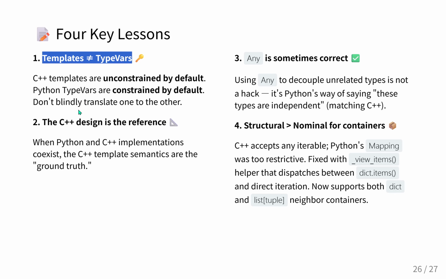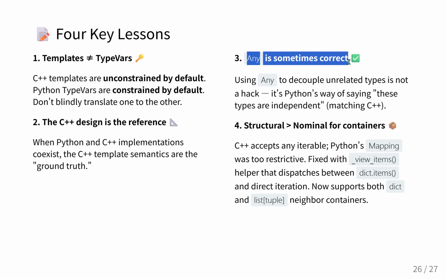Which leads right into the second realization. When you have two different systems running the same complex algorithm and they need to coexist or communicate, you have to establish a ground truth. And in this case, the unconstrained C++ design was the reference point. You have to mold the stricter system to match the flexible one, not the other way around. Exactly. And that leads to the validation of our controversial Any type. Sometimes deliberately decoupling types with Any isn't a lazy hack. It is the architecturally correct method to explicitly tell a rigid system to behave with the necessary flexibility. Yeah, that really changed my perspective on Any.